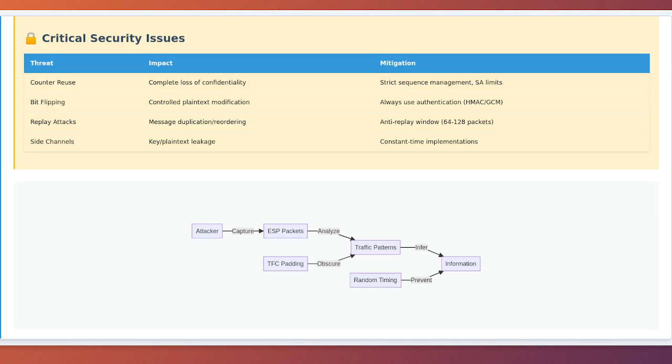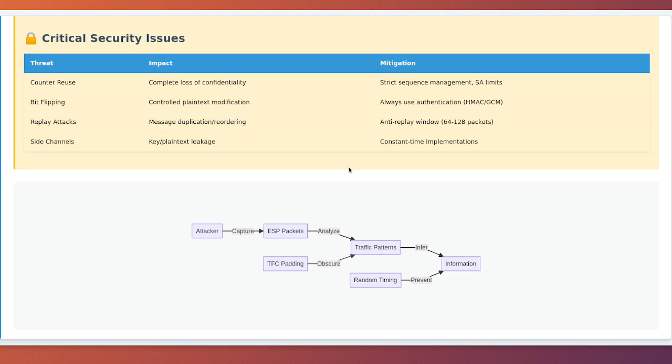Side-channel attacks are an emerging concern for AES-CTR implementations. Timing attacks, power analysis, and electromagnetic emissions could potentially leak information about the keys or plaintext. Hardware implementations using AES-NI instructions are generally resistant to timing attacks, but software implementations must be carefully written to avoid key-dependent timing variations. This is particularly important for VPN endpoints processing untrusted traffic from the Internet.